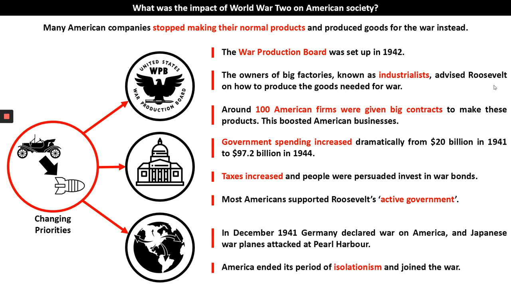Finally then, in December 1941, Germany declared war on America, and Japanese warplanes attacked at Pearl Harbor. America really was forced to end this period of isolationism where they keep themselves out, and so they joined the war. And America was now getting involved in the war, having helped the other nations through the Lend-Lease program.